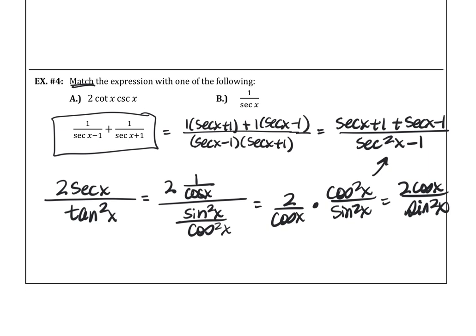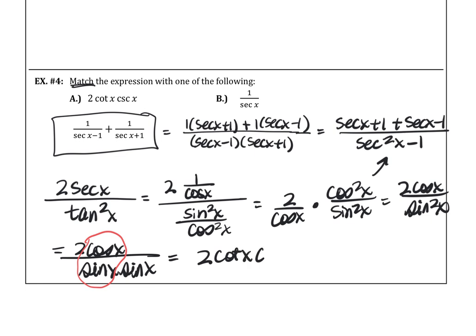Let's see, we're getting closer, but we need to get that to be cotangent and cosecant. Oh, I see it. That would be 2 cosine x. And if we write sine squared as sine x times sine x, then you can notice that this piece would be our cotangent. And then, of course, 1 over sine would be our cosecant. So that gives me 2 cotangent cosecant x. So this is choice A.